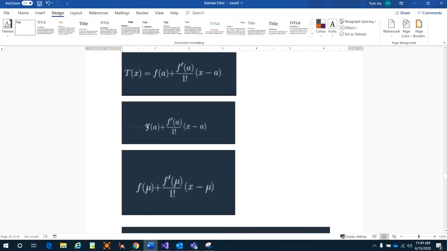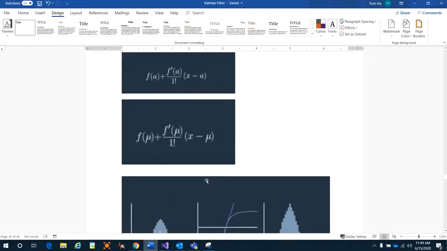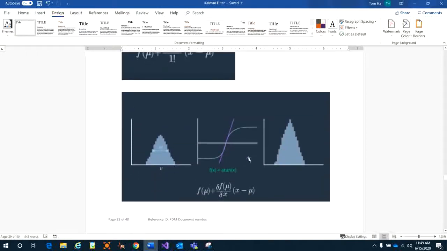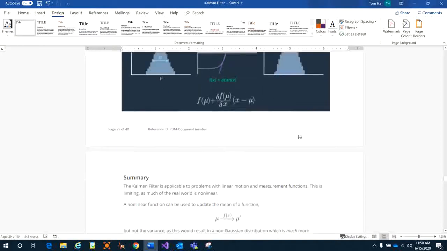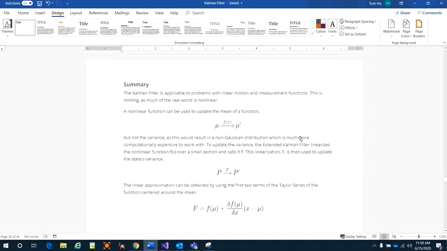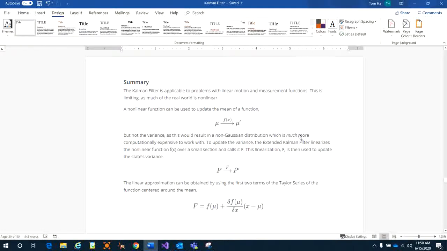And we get the function similar to y equals a s plus b, so we can apply the Kalman filter, and we get the result is a Gaussian right here. Okay, that's a different step. One more step, we can use the Taylor series to get the linear approximation for the nonlinear function and apply it to update the covariant, right? So that's a different step for the extended Kalman filter.